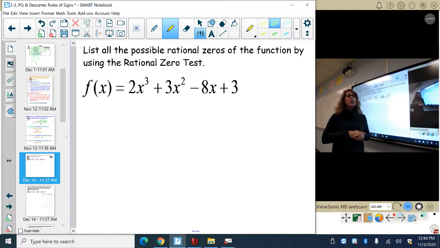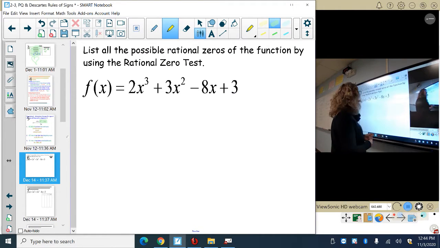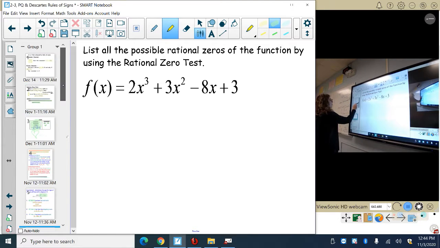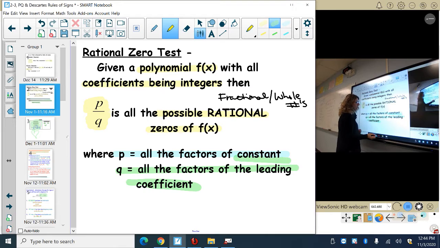Now, we are going to apply everything that I just talked about. The very first thing that I want to apply is going to be the rational roots theorem. The rational zero test is whenever we're taking our p-values over our q-values. Our p is our constant, and our q is going to be our leading coefficient.